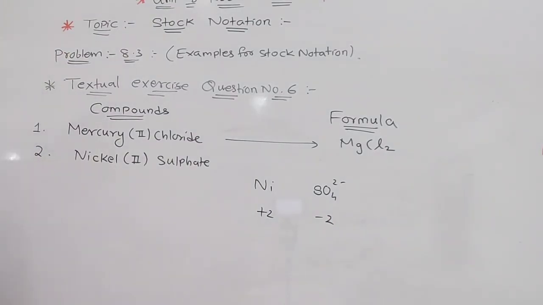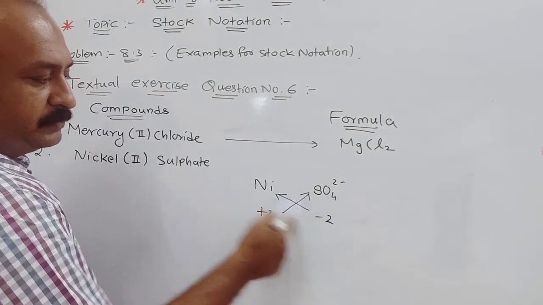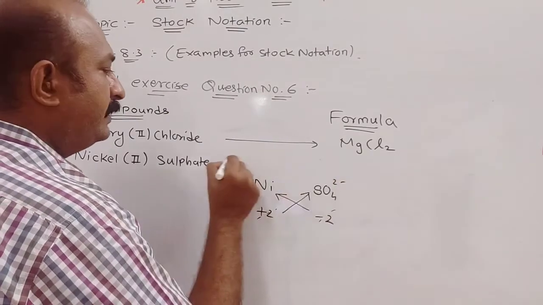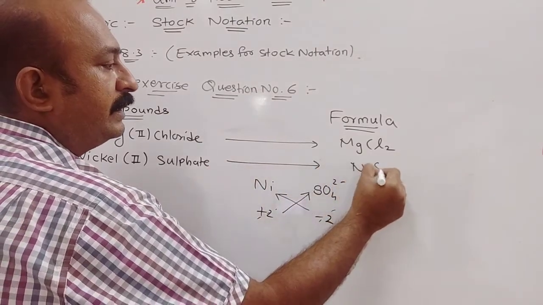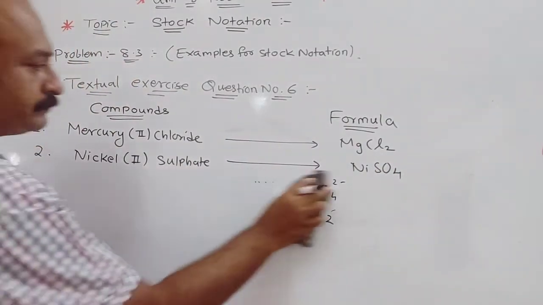Understood? So if I want to write the formula, I will just take it diagonally like this. Suppose both are 2, 2, so it will get cancelled. So what is it? NiSO4. Simple. Understood this part? Now the third one.